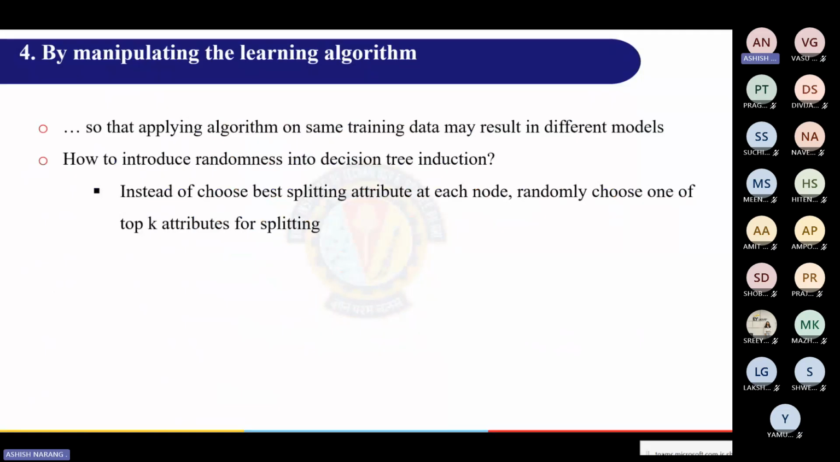We will see in the bagging technique, in more detail, how we manipulate the learning algorithm so that applying the algorithm on the same training data may result in different models. We do it keeping diversity, right? Naive Bayes, then let's say decision trees, SVM. Instead of choosing the best splitting attribute at each node, randomly choose one of the top k attributes for splitting, if I want to build multiple decision trees. So I am manipulating the algorithm here.